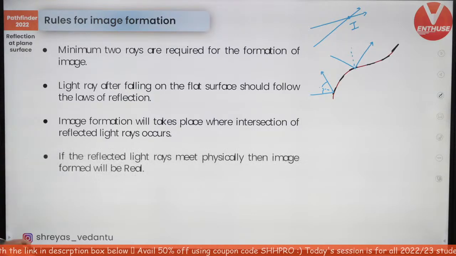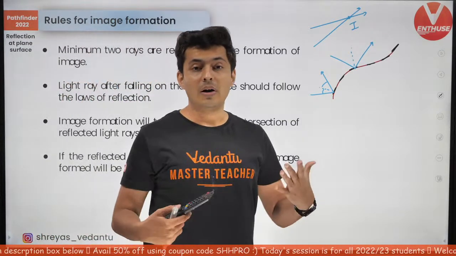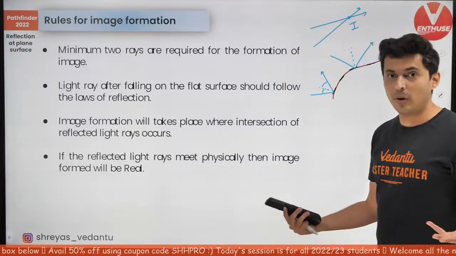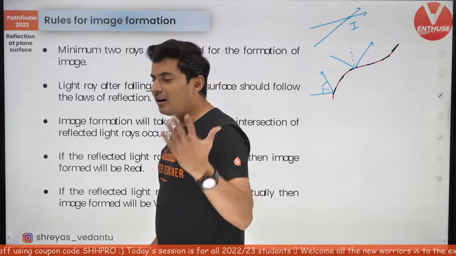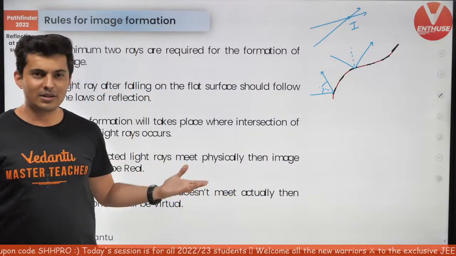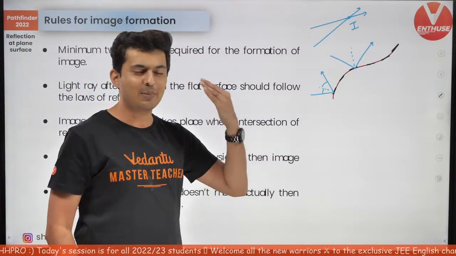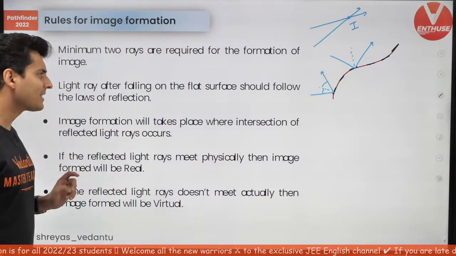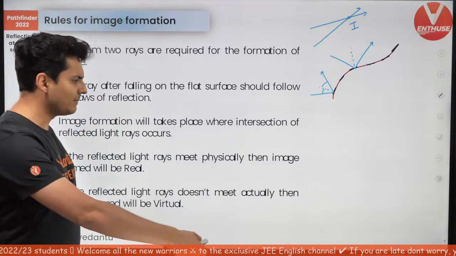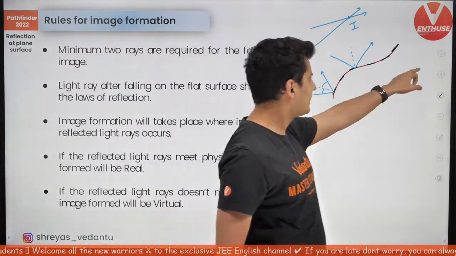Okay, now there are two types of images based on how they are formed, one is real, one is virtual. You might have heard about it. What is real image and what is virtual image? Probably you need some refresh of your memory. Let's do a quick refresh. What's a real image and what's a virtual image? Just hold on, let me just go forward.